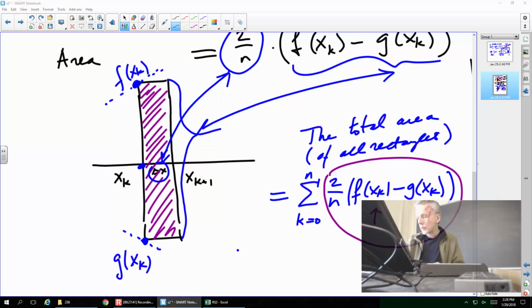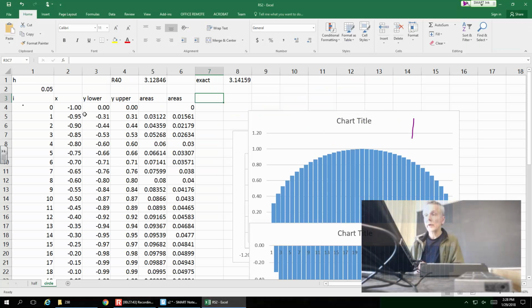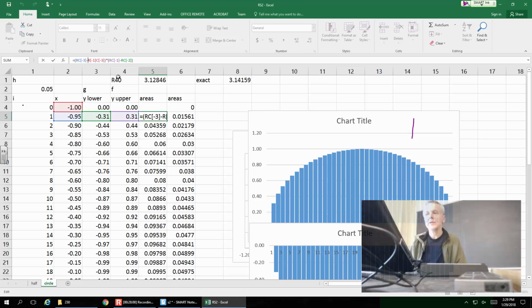Let me just show this to you again. So x lower is x k. In fact, I can now name things here. This is G and this is F. And in this expression, everything is coming together. So 2 parentheses, and one of them is the width. The other one is the height, and you can see in the parentheses that we have subtraction. And then you just add them together, whatever is in that column, and the answer is right here.